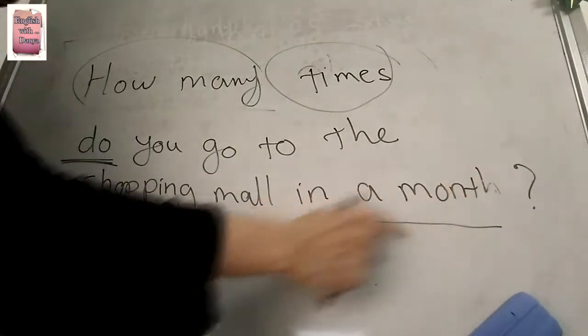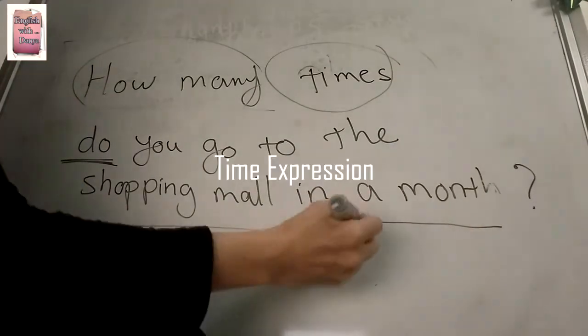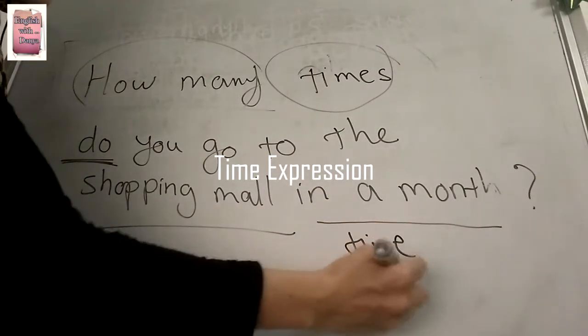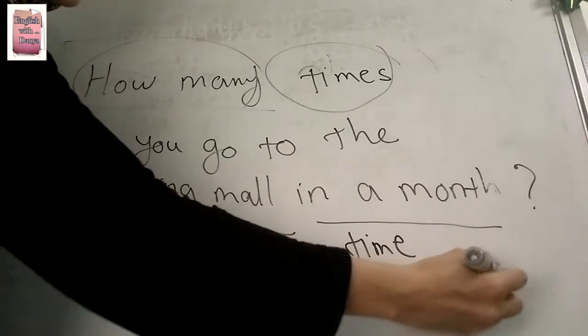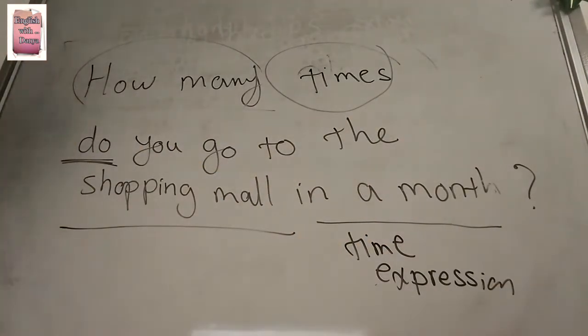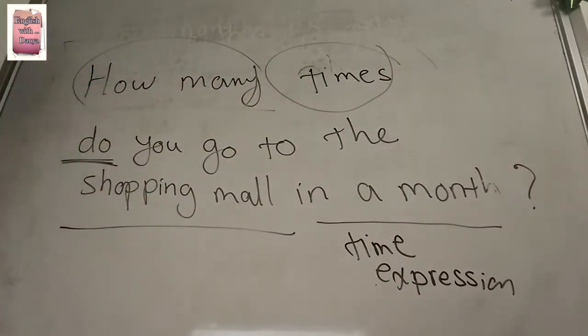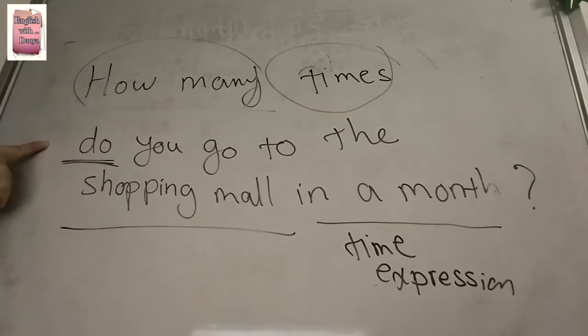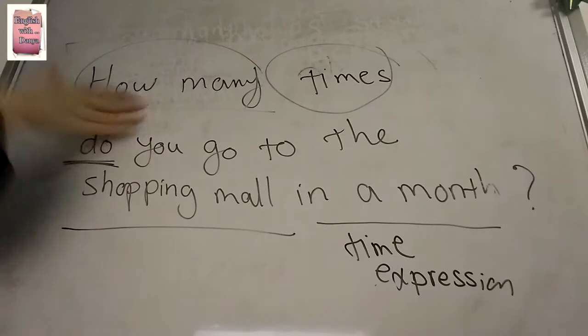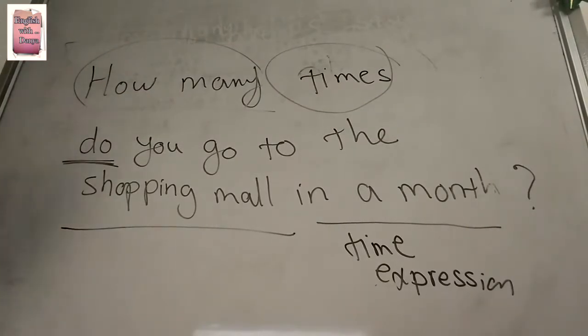In a month here is a time expression. As I mentioned time expressions in one of the previous videos, I will link that video in the description box, as well as you will see it in the video itself. Because we have in a month, the meaning of the question is connected with something that happens every month. So that's why we can use simple present. So basically, we use how many to talk about something that you can count.